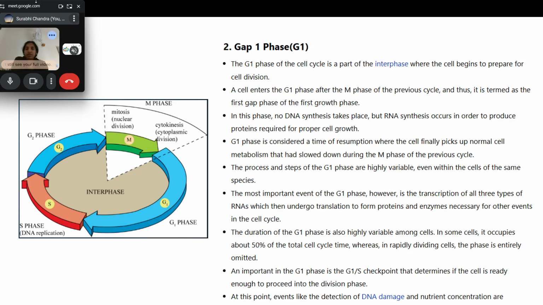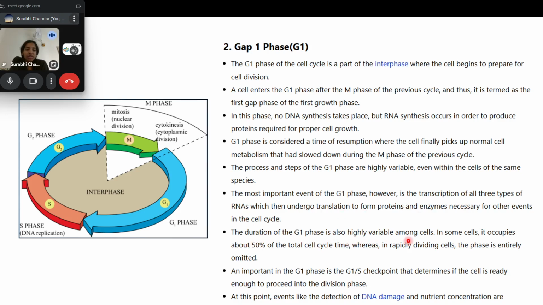So when we talk about the gap 1 phase, or G1 phase, what is happening? The proteins are synthesized in preparation, so that the cells get prepared for cell division. The most important part is the transcription of all three types of RNA, which undergo translation and eventually code for proteins, forming enzymes or other proteins necessary for all the other events that will follow in the cell cycle.